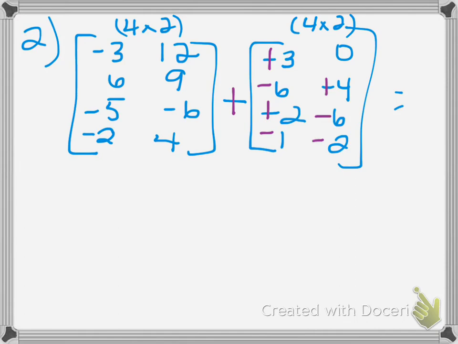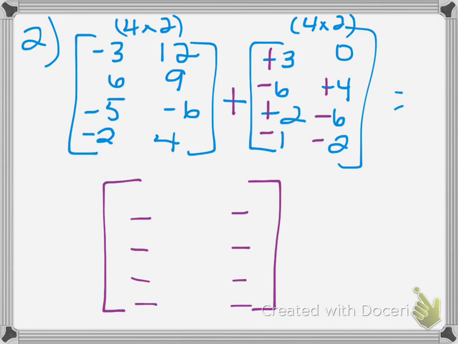So now that this is an addition problem, it's going to make my life a whole heck of a lot easier. Okay? So now I'm going to go ahead and add the numbers that are in the same spots, like row 1, column 1, and row 1, column 2, and all that stuff. So I'm going to do -3 plus +3, that's 0. I'm going to do 12 plus 0, that's 12. 6 plus -6, that's another 0. 9 plus +4 is 13.